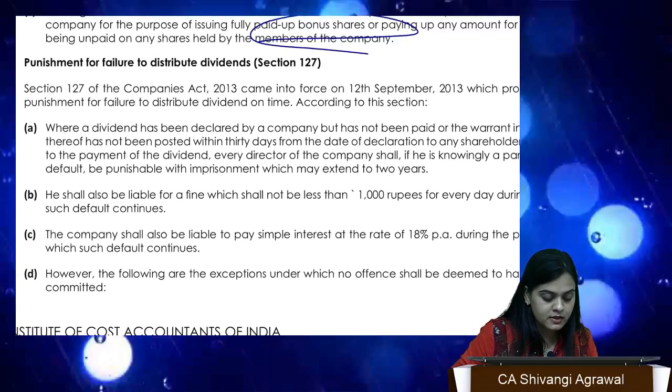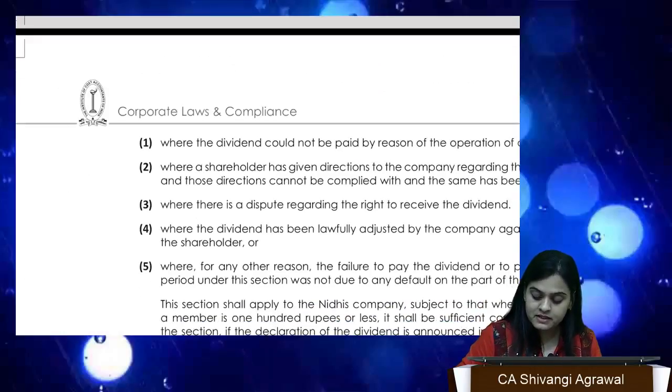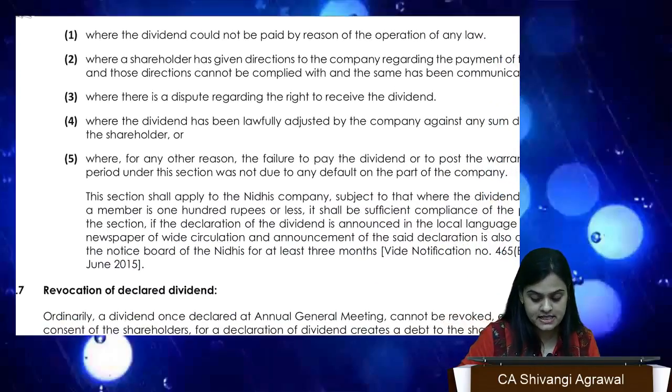If you do not pay this dividend, or if the dividend is not distributed, see, dividend has to be paid within 30 days of declaration. If it is not so, then every director who knew this is going to be liable for imprisonment, fine, and the company is also going to be liable for simple interest at the rate of 18%. But there are certain exceptions to the same.